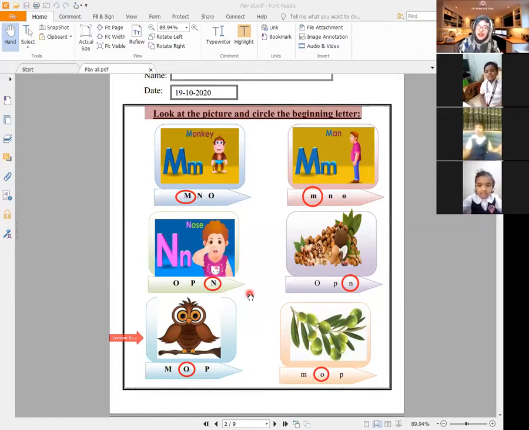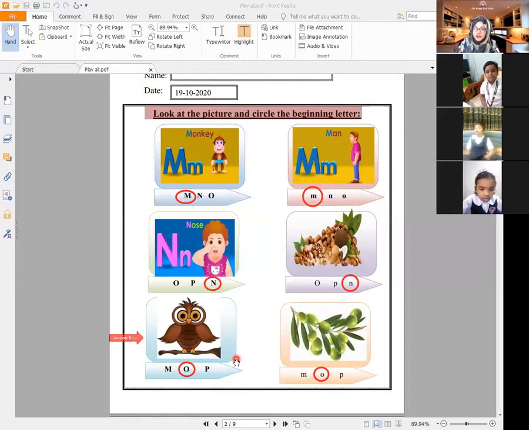Our next picture, nose. This is nose, okay? We see capital letter N. So we give the circle to capital letter N. Nut. Yes, and this is nut. So when we give the circle above this N, a small letter N. So we know that N for nut. Am I right? Yeah. And so next, yes, our next picture.